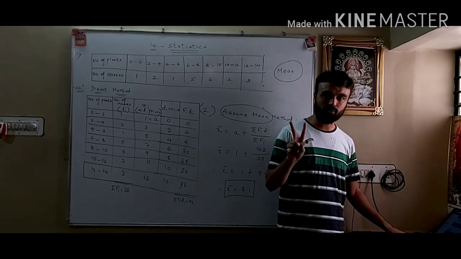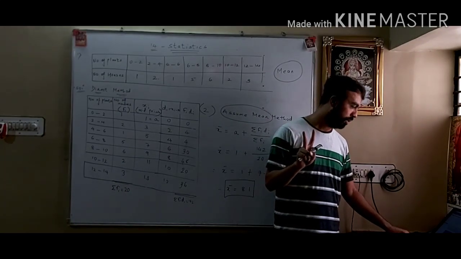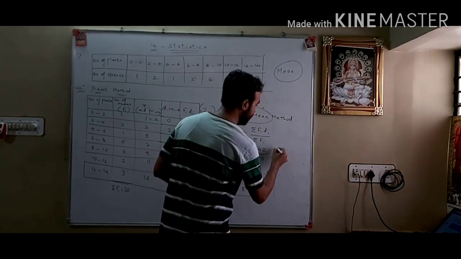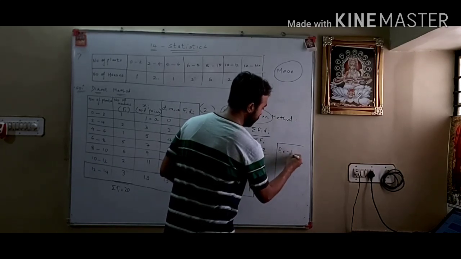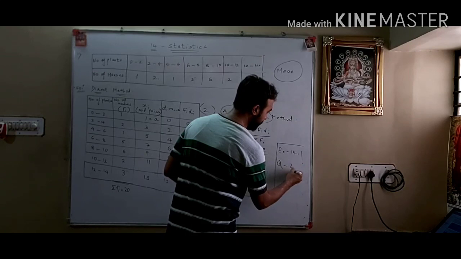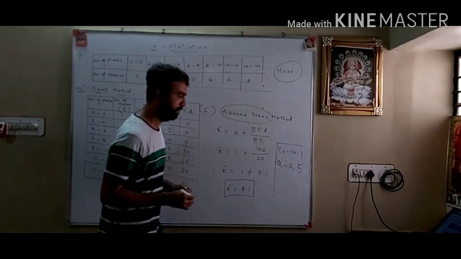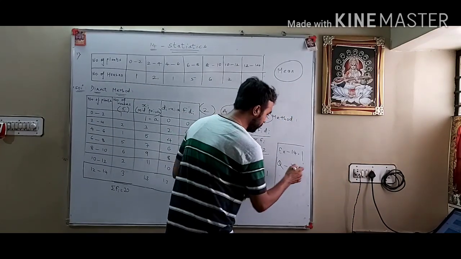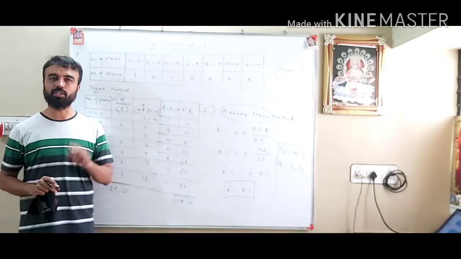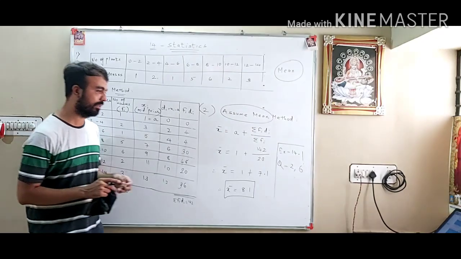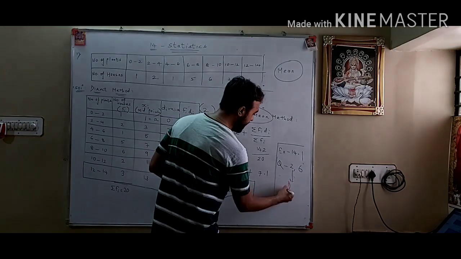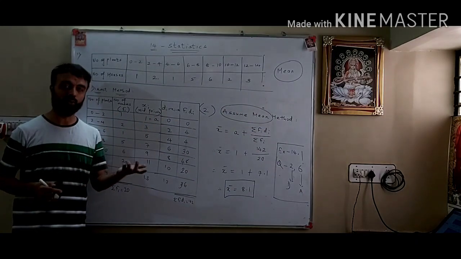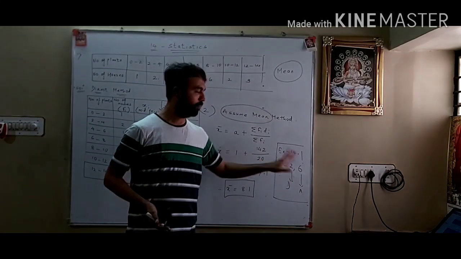The homework for you will be 2 sums. I am writing here on the board: exercise 14.1, question number 2 and question number 5. Or rather, do one thing: instead of number 5, first go for number 6. It will be easy for you. So the homework has 2 questions, question number 2 and question number 6. Solve the first one by the direct method and the other by the assumed mean method, so you will have practice of both.